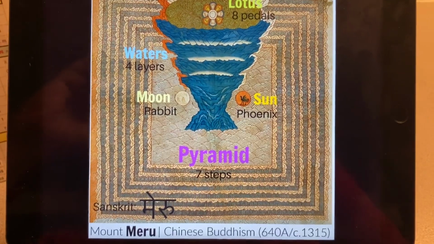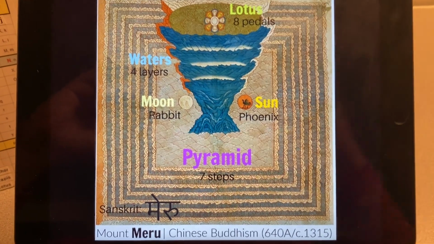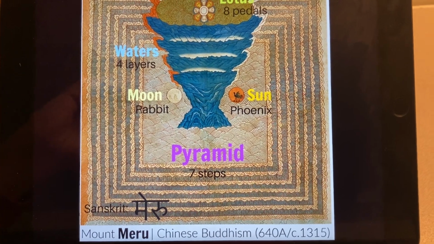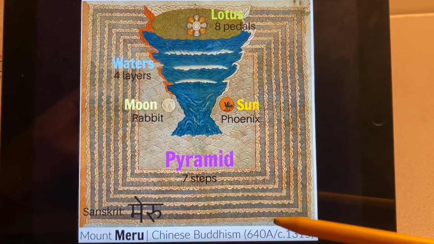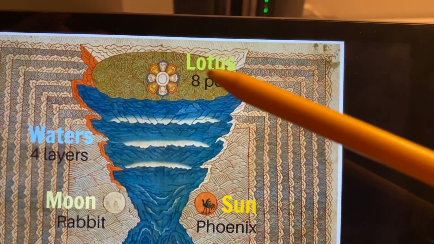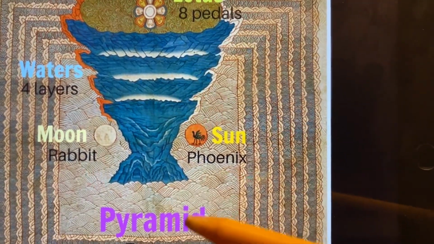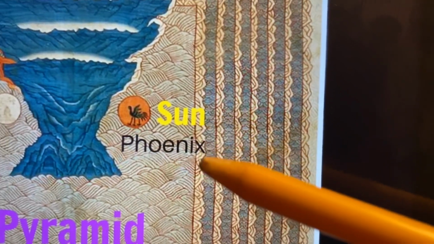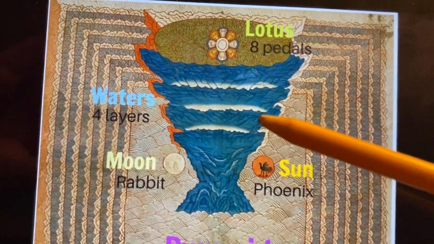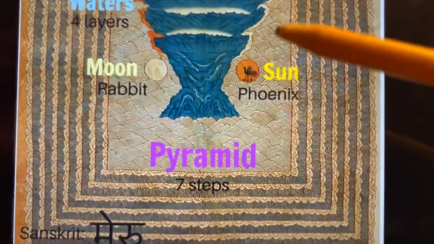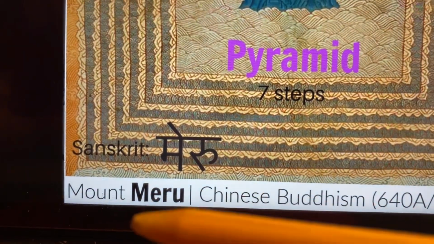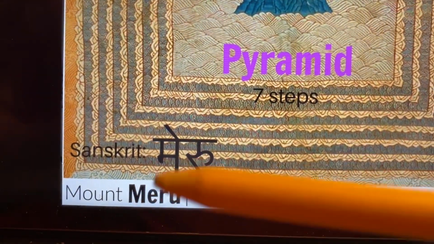Here we have the Hindu version of this, which came later. We see the lotus petals here. We see Ra, the phoenix sun god, here. And we see the four layers of the Agdod waters here. We see a moon rabbit and a seven-step pyramid. And this is the word in Sanskrit. And again, we see the letter M, moral mountain.